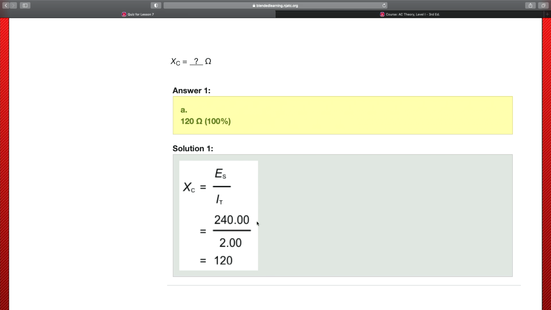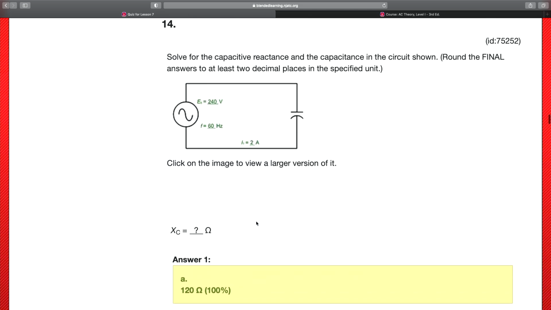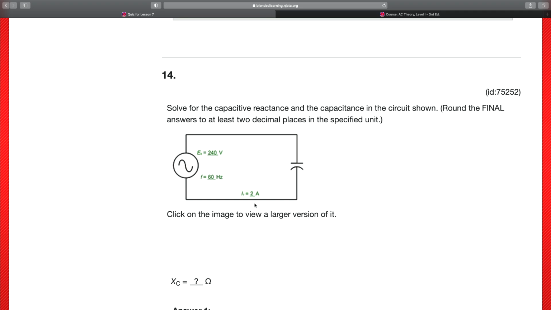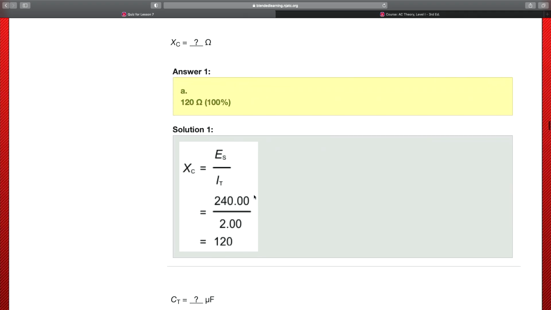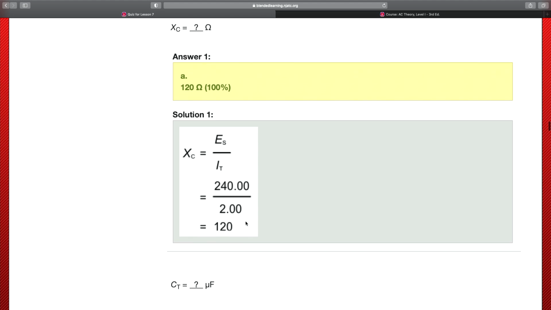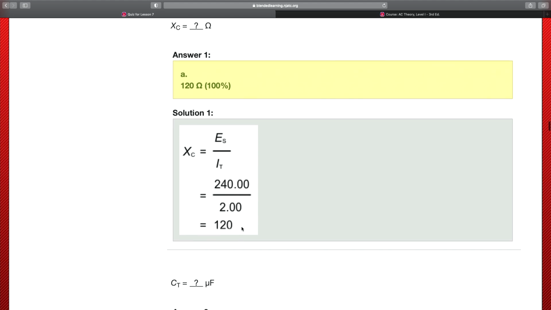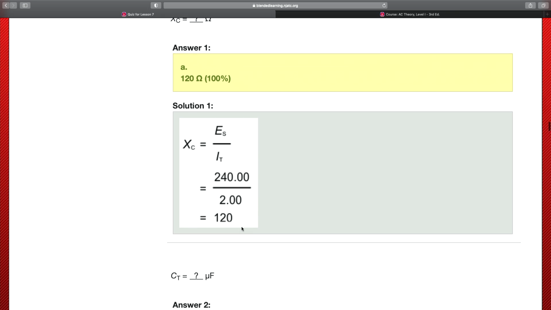Being that they gave us a circuit voltage of 240 volts and a current flow of 2 amps in the problem, we've got voltage, we have current. That means we simply need to take 240 volts divided by 2 to get a capacitive reactance of 120. And that would actually be 120 ohms of capacitive reactance. Once we have that, the next step is asking us for the total capacitance.